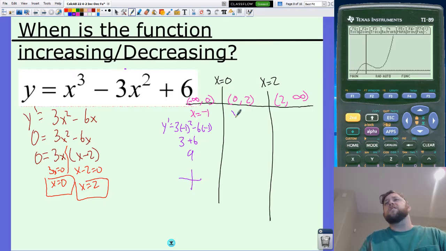0 to 2, let's do the middle number, x equals 1. And so y prime is going to be 3 times 1 squared minus 6 times 1, which is 3 minus 6, which is negative 3, which is negative.